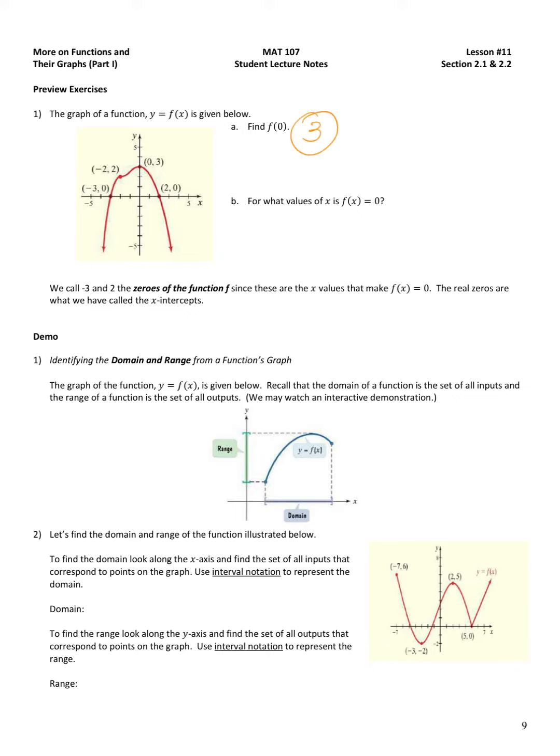And then for what values of x is f of x equal to 0? So now they're asking for the x value, and they've given the y value. So somewhere along this curve, there is a point or points that have a y coordinate of 0, and those would happen when you're on the x-axis, here and here. And the x values where that happens is -3 and 2.